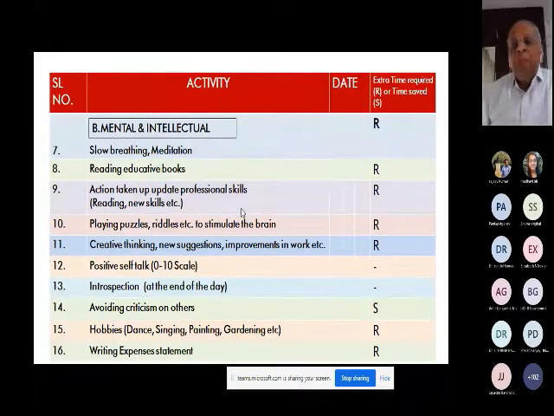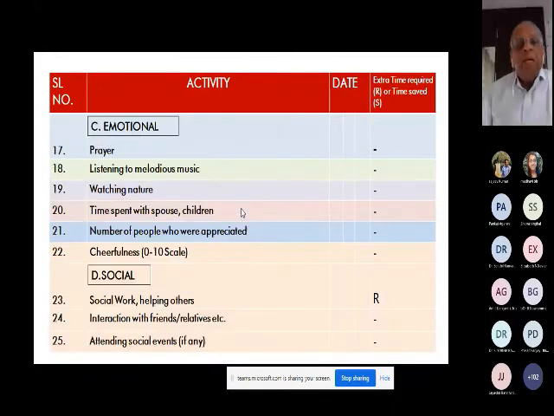Then we have the emotional aspects, like prayer, listening to melodious music, watching nature, time spent with spouse and children. Number of people who are appreciated. See, I have taken a target: without appreciating 3 people in a day, I will not take dinner at night. So what happens? Because you need to take dinner, you start searching for good things. I'll tell Mr. Sajid sir that your watch is good. So one is ticked.